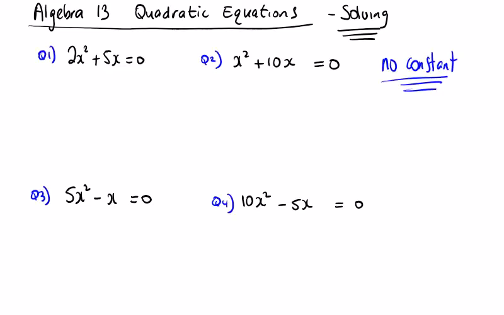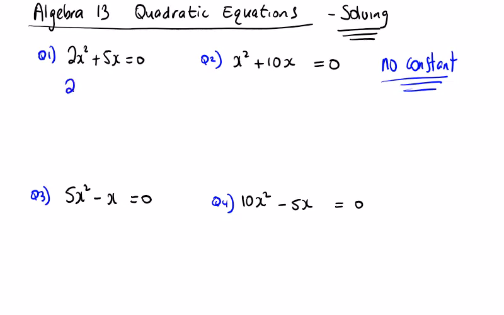So in the first four examples, I've taken quadratic equations that have no constant. So you should see from all these quadratic equations that one possible solution is 0. 0 will fit into all four. So when there's no constant, 0 will always be a solution. So let's factorize these and see what happens.